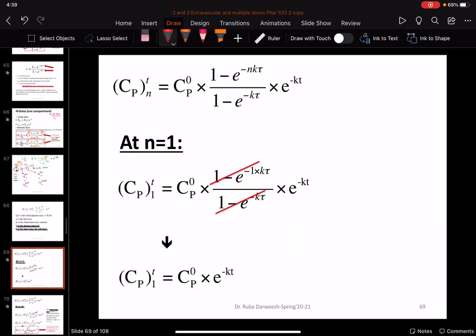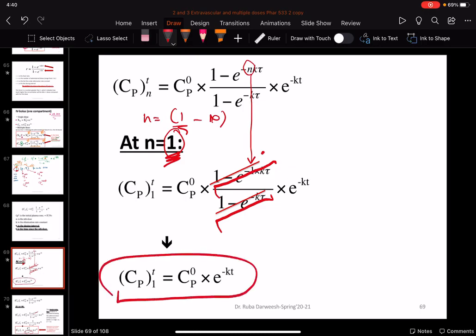So let's start with the first one, which is n equal 1. We said that n could be 1 or infinity. So starting with 1, when n equals 1, we need to substitute n with 1. Then accordingly, we can strike out this term with this term, right? Then you have the equation of CB at a certain time equals CB naught multiplied by the exponent of minus k times time, which is the same as the model equation that you know for a single dose. And for sure, it should be the same, okay?